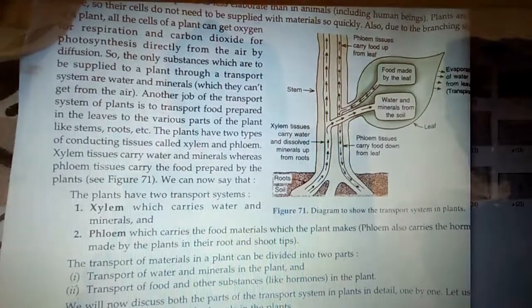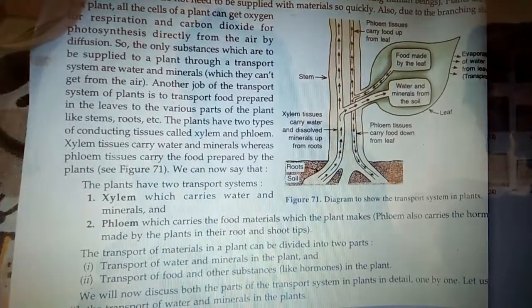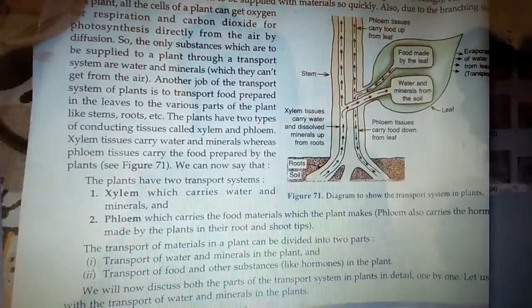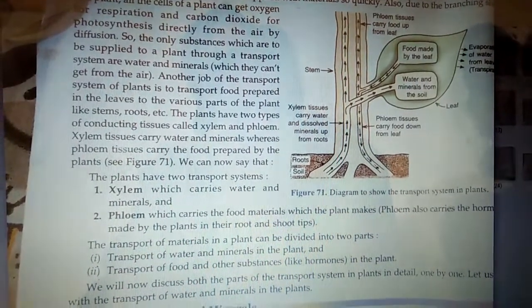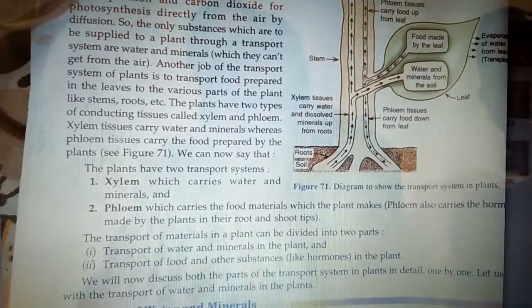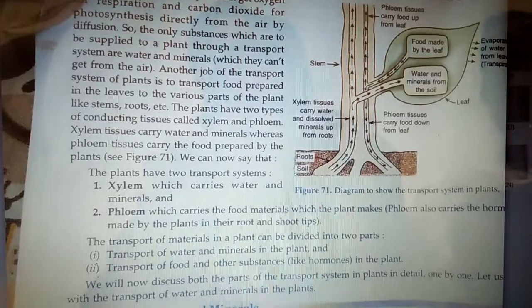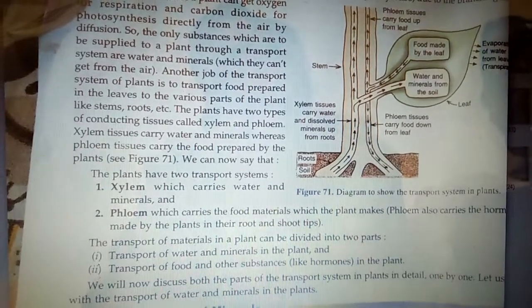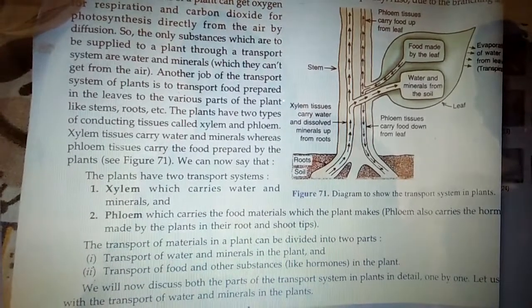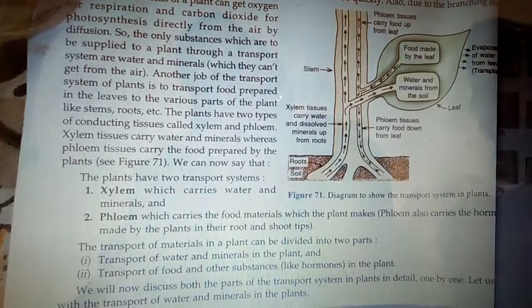We have studied it in 9th standard. There are two types of conducting tissues, xylem and phloem. Xylem basically carries the water and xylem is unidirectional. It can carry the water from the roots in the upward direction. And phloem is able to carry the food material, and phloem is bidirectional, means phloem carries the food material from upward to downward and downward to upward direction.